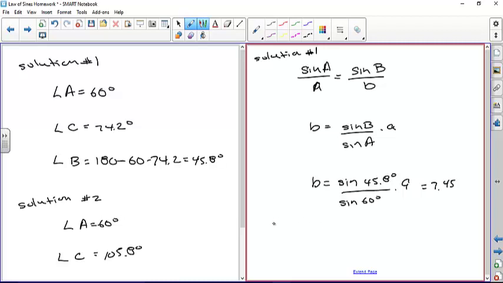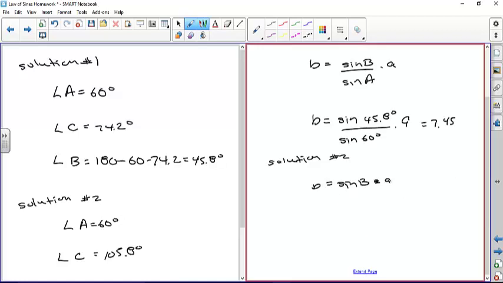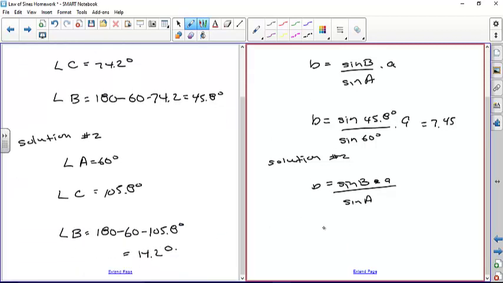7.45. And the second solution, same thing. B is equal to the sine of B times A divided by the sine of A. But now we use angle B from the second solution. So we get B is equal to the sine of 14.2 degrees divided by the sine of 60 degrees times 9. And I get 2.5.